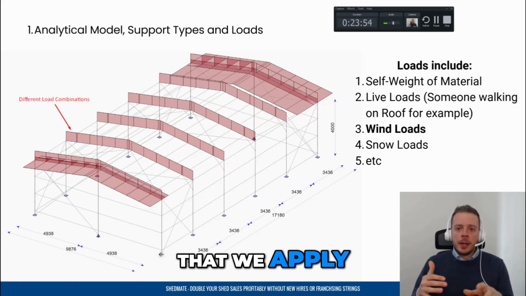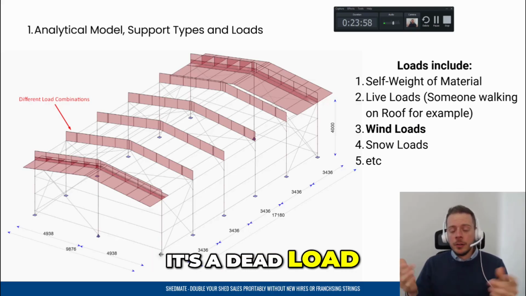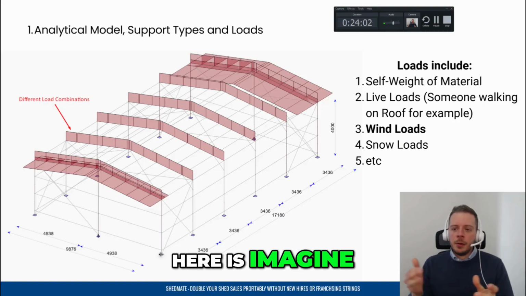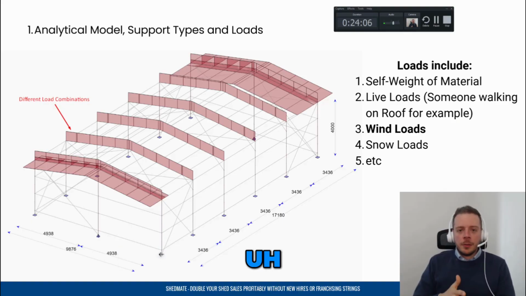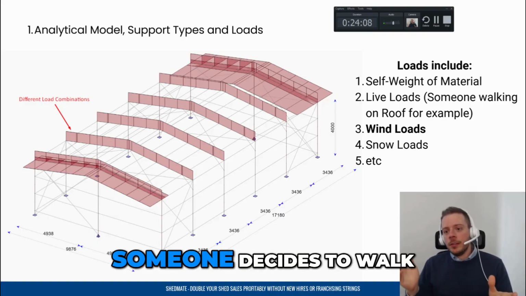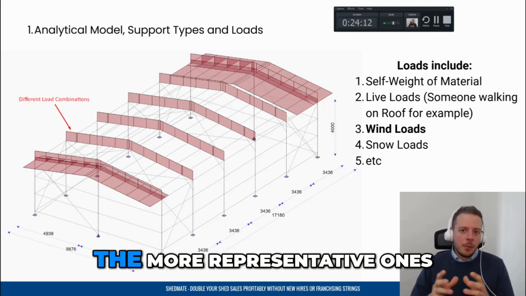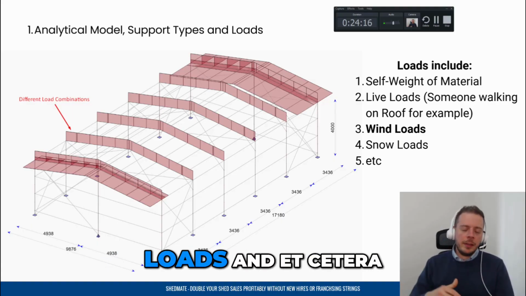So the loads that we apply are the self weight of the material. We call it dead load. And we have the live loads. So just simplifying here, imagine someone walking on the roof, for example. So we need to consider that, so the shed won't fail if someone decides to walk on the roof. And then we have our wind loads that are generally the more representative ones. And depending on the shed, we have the snow loads and etc.